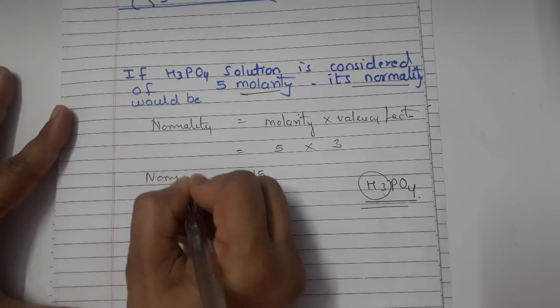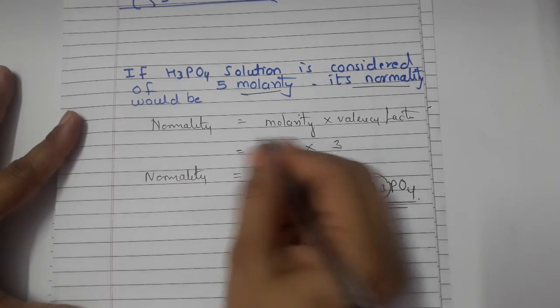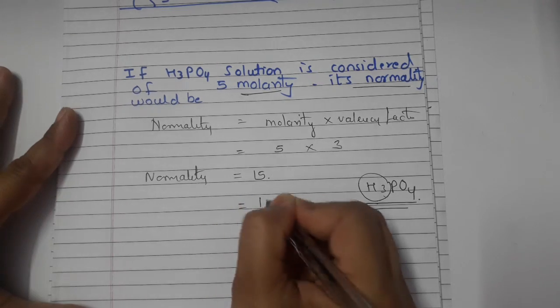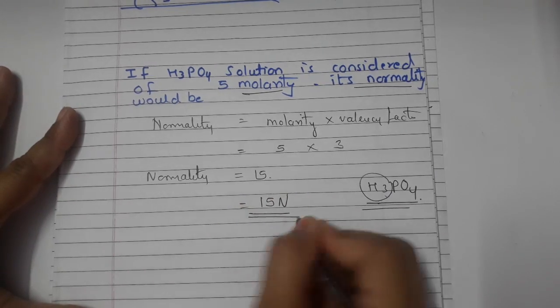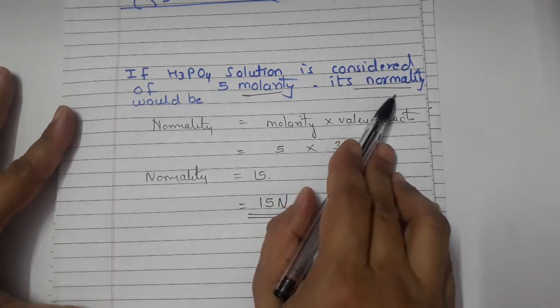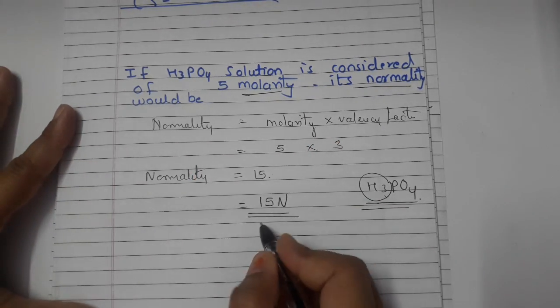So what is the answer of this question? The answer is normality of H3PO4 is 15N. Okay, so 15N is the answer. If solution is considered of 5 molarity, what would be its normality? Normality will be 15N.